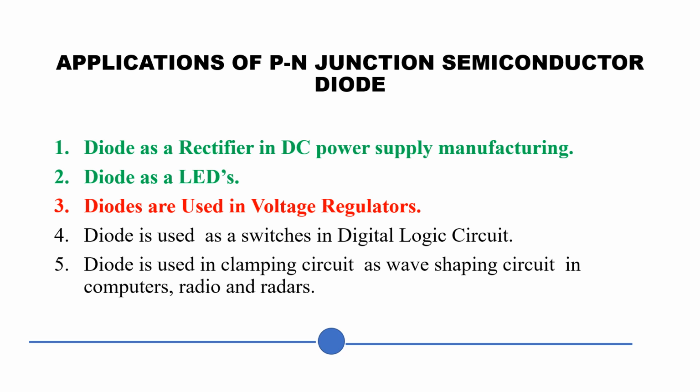Due to these unique characteristics, the PN junction diode has a wide range of applications. It can be used as a rectifier, as an LED, as a voltage regulator. A diode can also be used as a switch in digital logic circuits and in clamping circuits as a wave shaping circuit in computers, radio and radars.